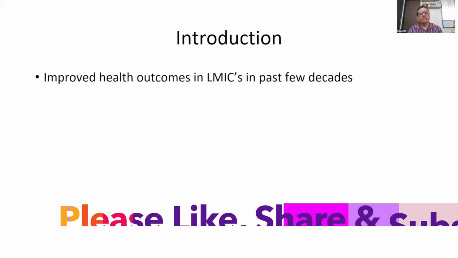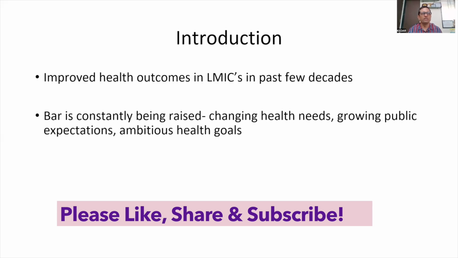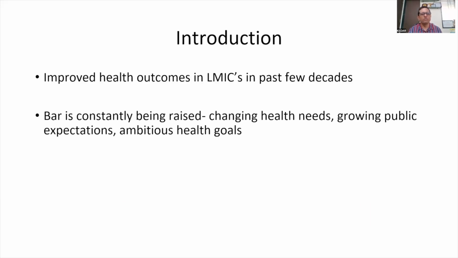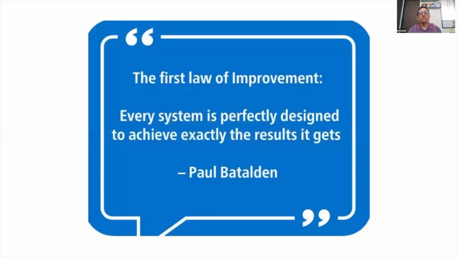So friends, health outcomes in lower middle income countries like India have improved in the past few decades. The bar is being constantly raised because of changing health needs, growing public expectations and ambitious health goals. What we need are high quality health systems that optimize healthcare in each given context by constantly delivering care that improves or maintains health. People need to value that care and trust it, and we need to respond to changing population needs. The first law of improvement is that every system is perfectly designed to achieve exactly the result it gets. So if you want to change the result, you'll have to redesign the system. Otherwise, if you continue to do the same, you'll get the same results.